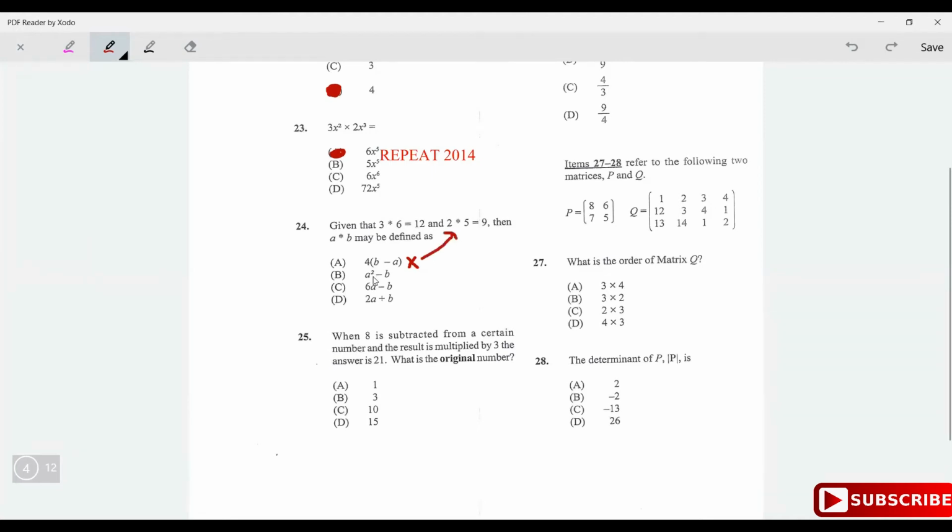Let's check the second one. A squared minus B. 2 squared is 4. 4 minus 5 is not 9. So this one doesn't work again because of this.